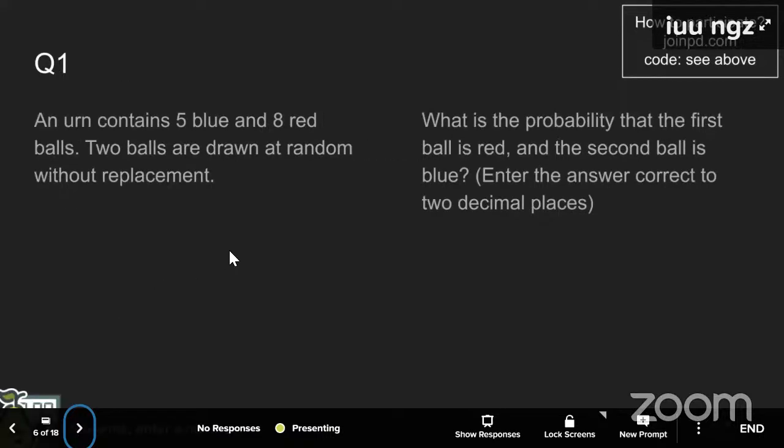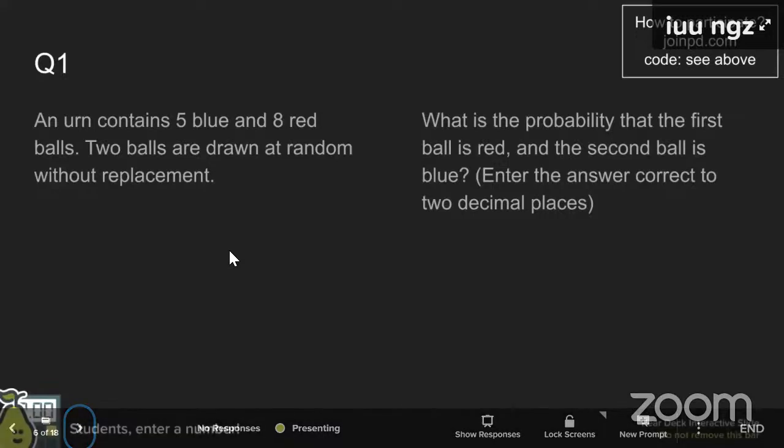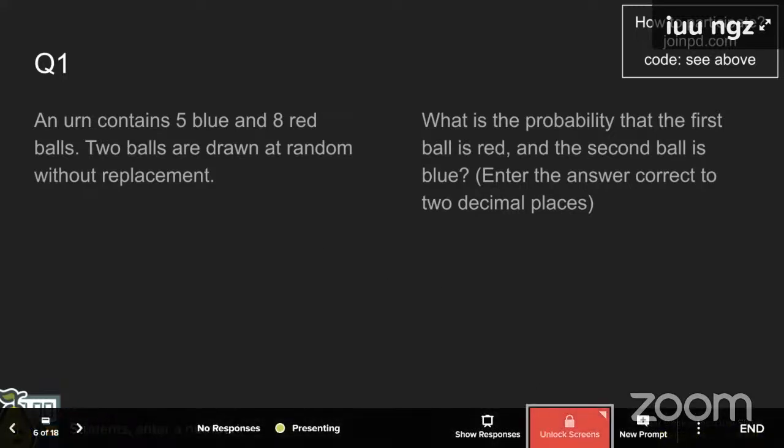Now it's the same situation. You have an urn with 5 blue balls and 8 red balls. Now, instead of choosing one ball, you are choosing 2 balls. You're drawing 2 balls from the urn without replacement. What is the probability that the first ball you select is red and the second ball you select is blue? Set the timer for 1 minute.